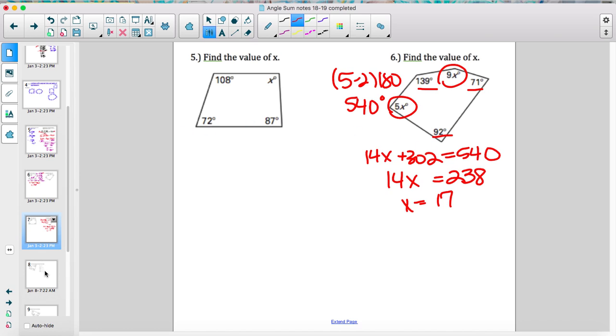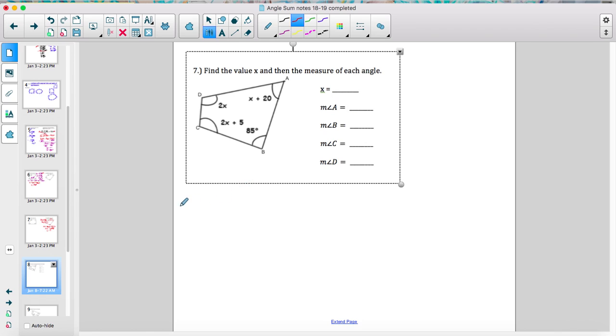On example number 7, I'd like you to notice the directions are changed a little bit. We're going to find the value of x, and then we're going to find the value of each angle. Same process here. We first notice that there are 1, 2, 3, 4 sides, so this is a quadrilateral.